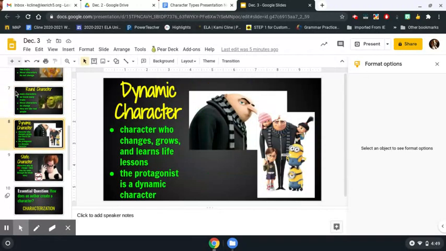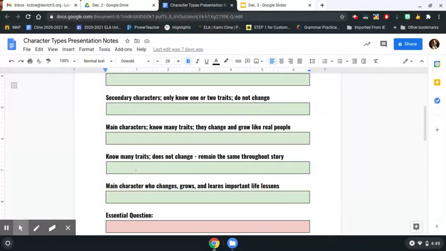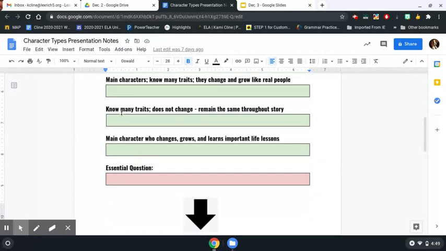Next, dynamic characters. These are characters who change or grow, or they learn some kind of a lesson in the story. The protagonist is a dynamic character. From the beginning of the story to the end, that character will have changed or learned a lesson. So go in your notes, right here, where it says knows many traits, they change, you're going to type dynamic character.